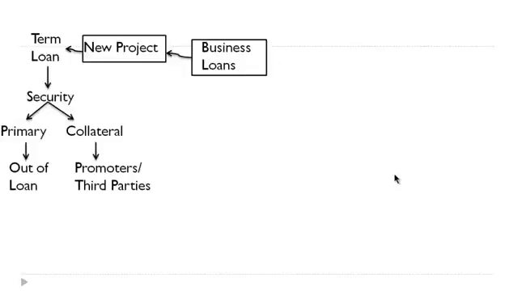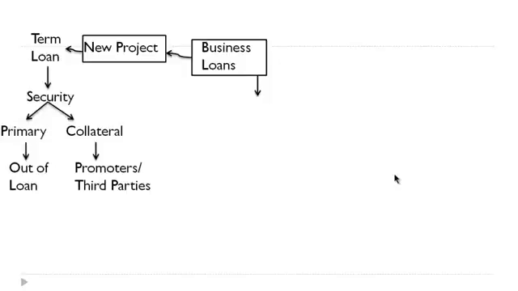Third parties will be very selectively accepted by the bankers. They'll be insisting that it should come from promoters or close relatives of promoters. So for new projects, term loans are available, it is possible, and the security aspects are only touched on here, not the other aspects. We'll have the other aspects in the subsequent sessions.